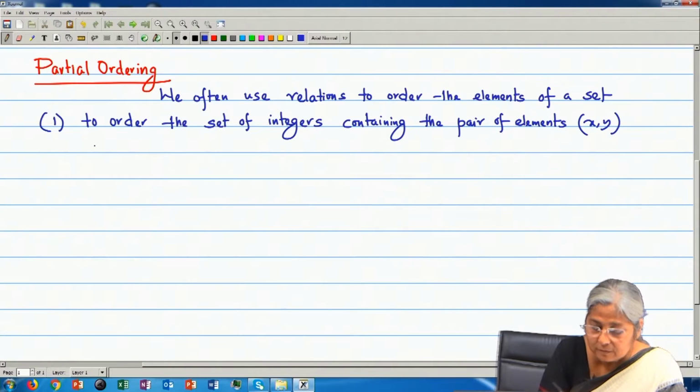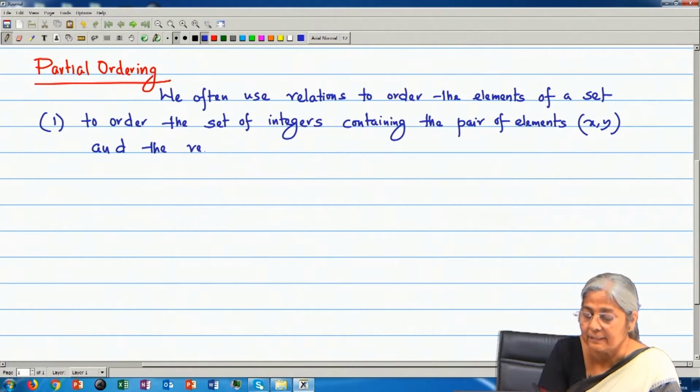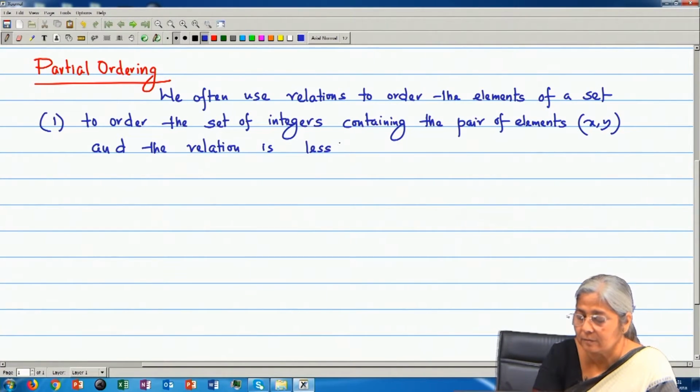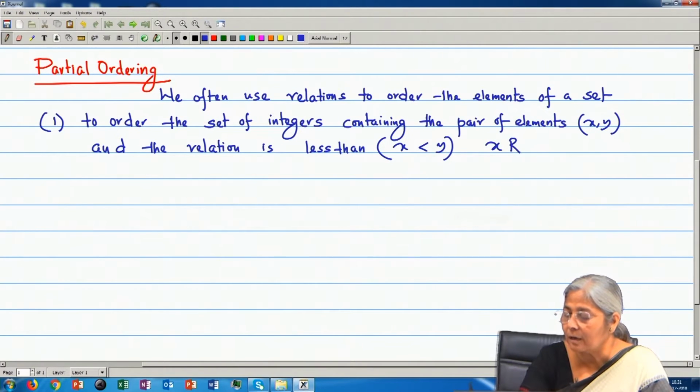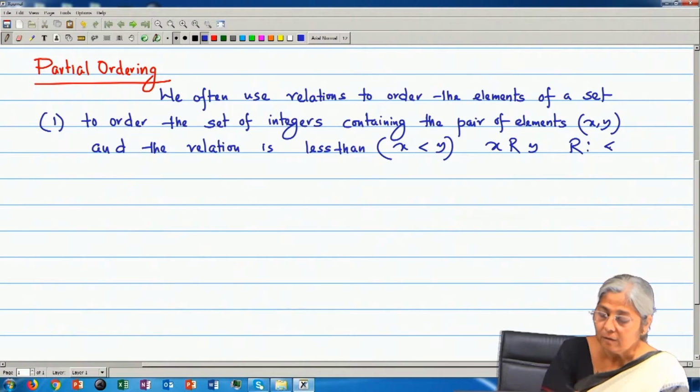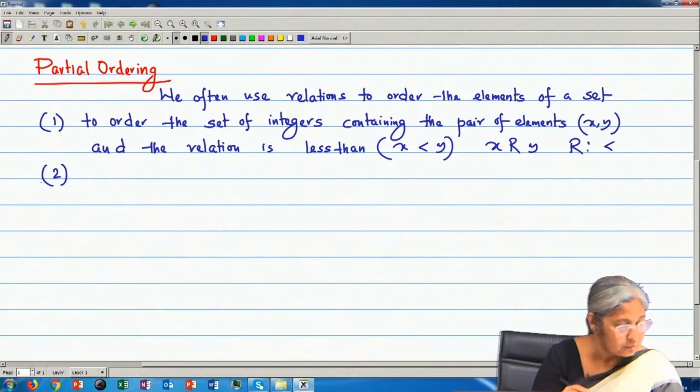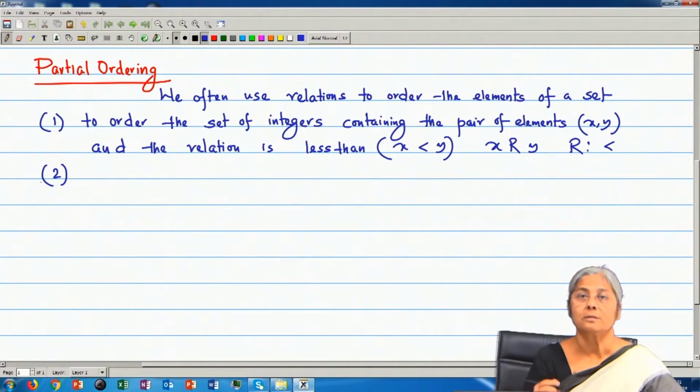and the relation is less than or greater than. Say the relation is less than, say x less than y. Normally we call it x R y, where R is the relation less than. Or we use it to order words.